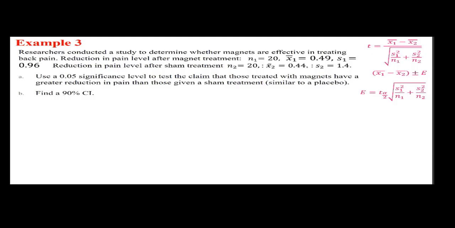A. Use a 0.05 significance level to test the claim that those treated with magnets have a greater reduction in pain than those given a sham treatment, similar to a placebo. B. Find a 90% confidence interval.